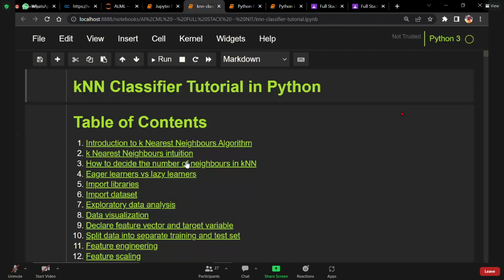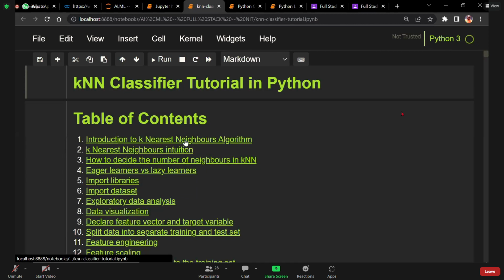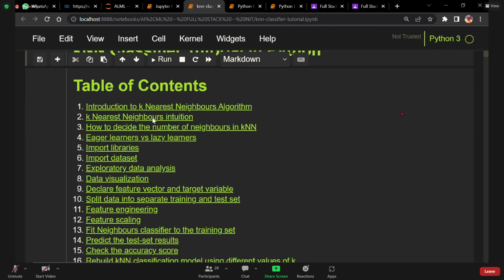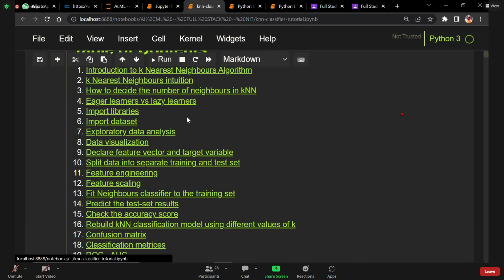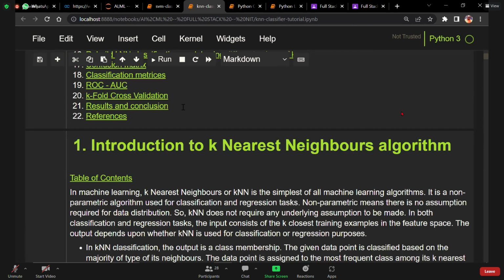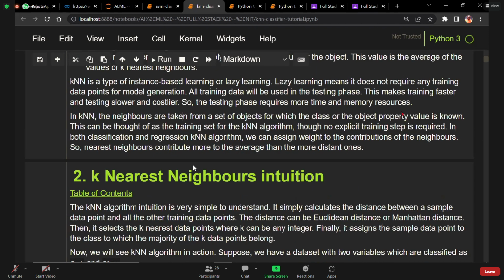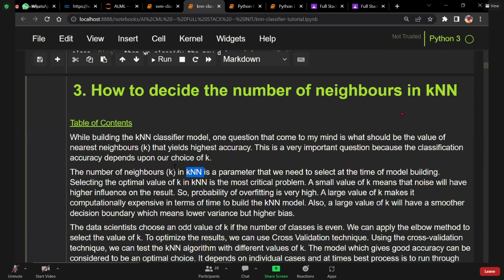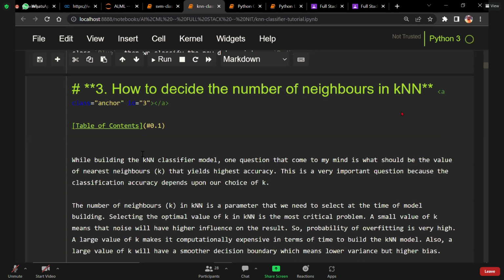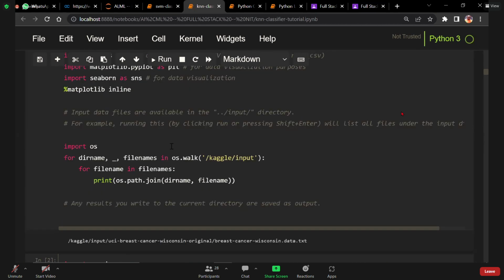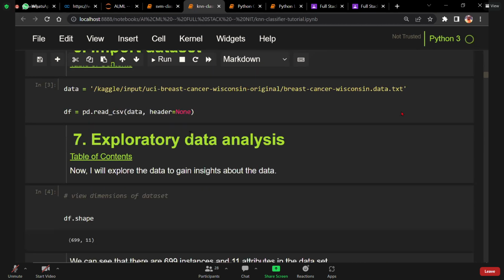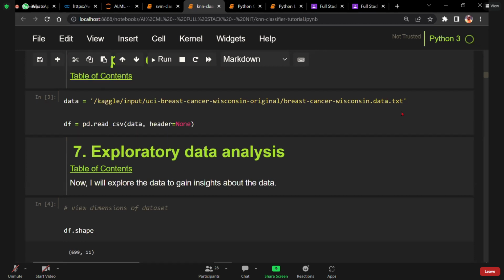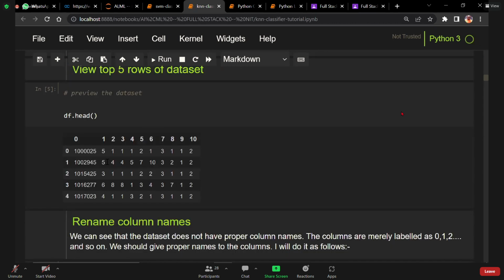In KNN classifications, we already discussed what is meant by nearest neighbor, the K nearest neighbor intuition, how we impute K nearest neighbor, all those things we completed, isn't it? So here, the distance metrics, how to decide the neighbors, everything's been done. And the first thing, let's start with NumPy, Pandas, Matplotlib, and import the data set. Once we import the data set, we can see the top 5 rows.